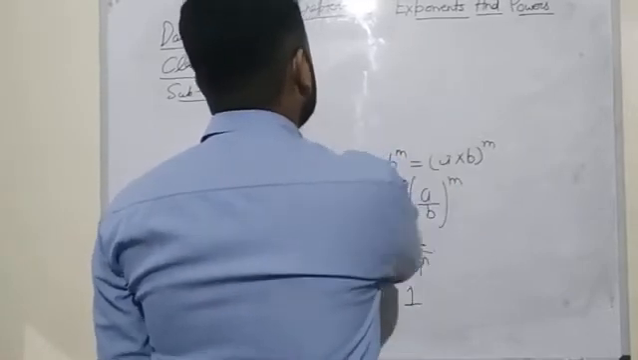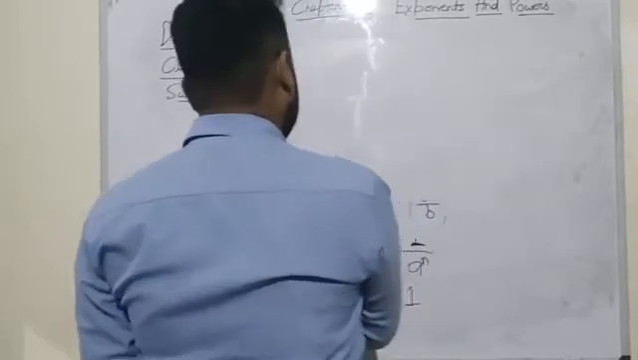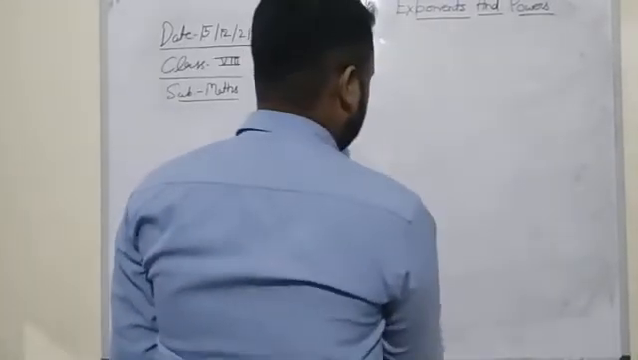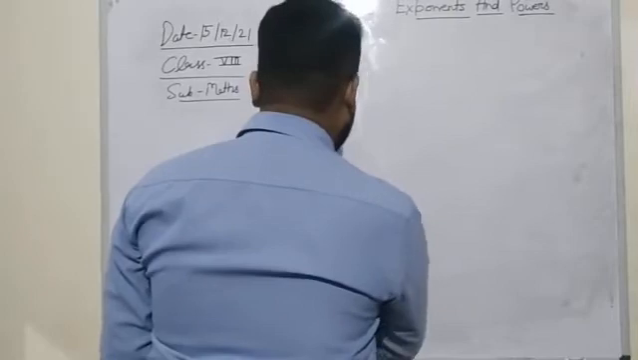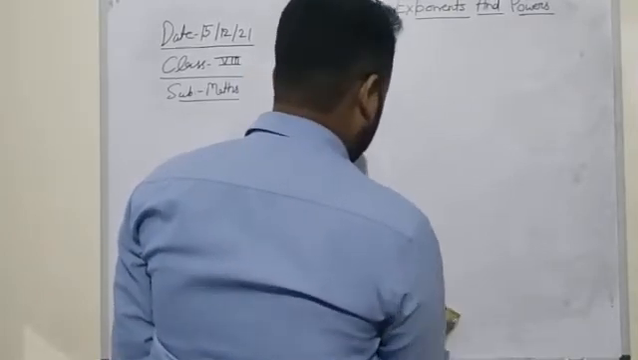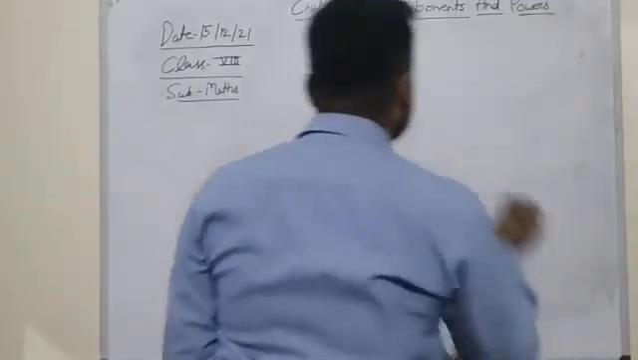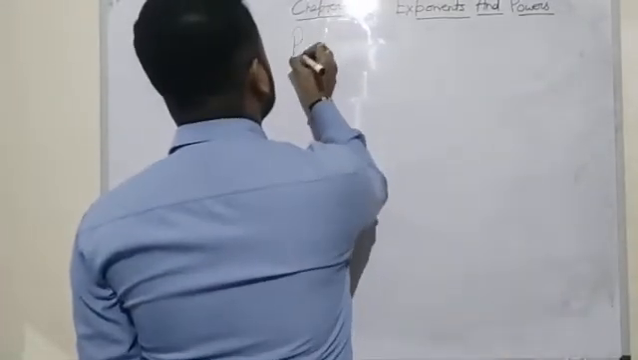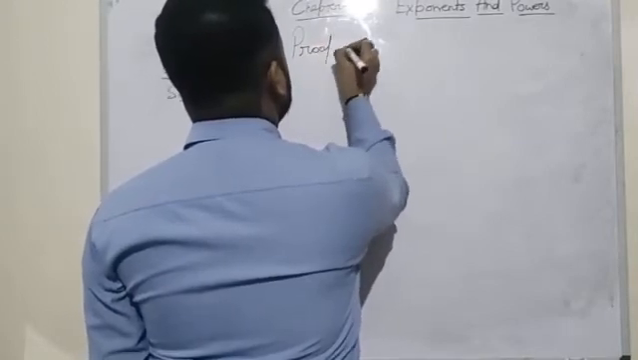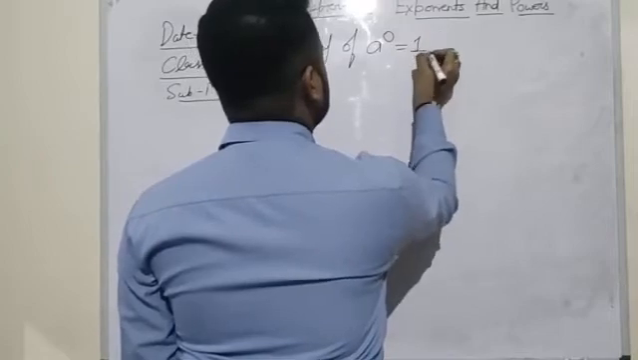Now I am going to give you the proof of the seventh law of exponents, that is a to the power 0 is equal to 1, or the power 0 of any number, its value will be 1. So, proof of a to the power 0 is equal to 1.